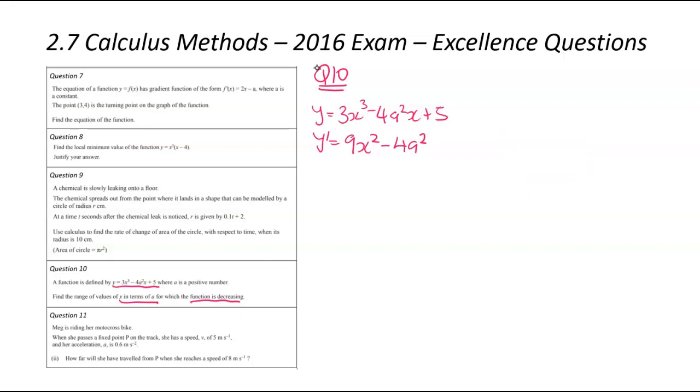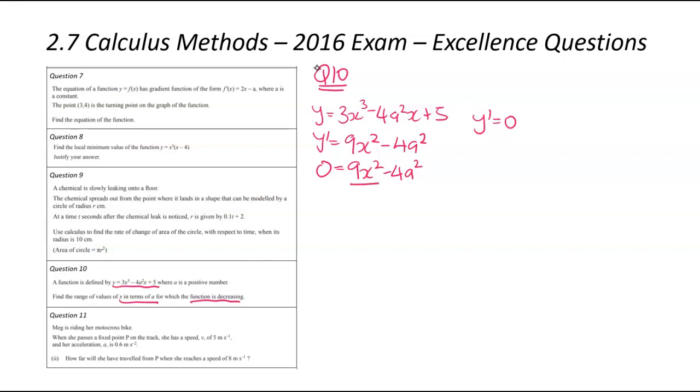So the turning points, we know that y dash is equal to 0 at those points. So we're going to substitute that into this derivative. So 0 is going to be equal to 9x squared minus 4a squared. Just a reminder, the question has specifically said in terms of a. That means we're not going to be able to solve this for an exact number. That means we're going to need to go x equals blah, blah, blah, and that blah, blah, blah has something to do with a in terms of an expression.